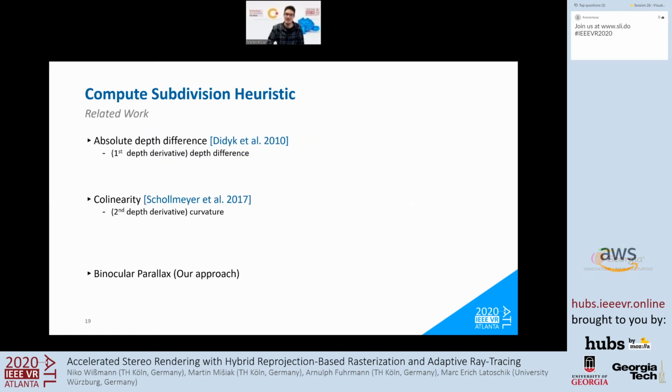Didyk et al. subdivide a grid cell if the difference between the maximum and minimum depth values inside crosses a certain threshold. Schollmeyer et al. employ a collinearity measure where a cell is subdivided based on the curvature formed by its depth values. Both of these approaches operate solely on the depth values and don't consider the limitations of the human visual system.